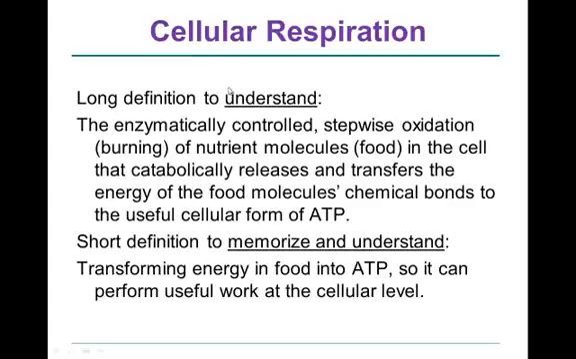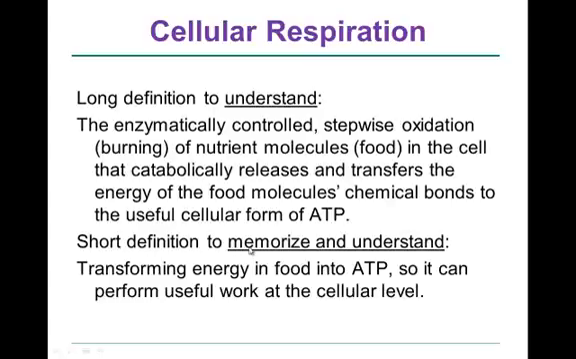The first one is a long definition to understand, but not necessarily to memorize. So cellular respiration may be defined as the enzymatically controlled, stepwise oxidation of nutrient molecules in the cell that catabolically releases and transfers the energy of the food molecule's chemical bonds to the useful cellular form of ATP. In other words, we're doing a controlled burn of food to release the energy and transform it into ATP.